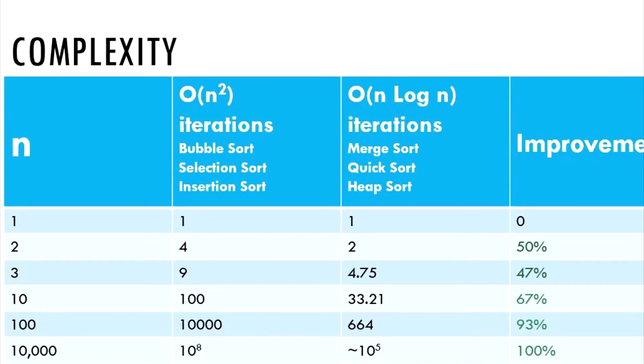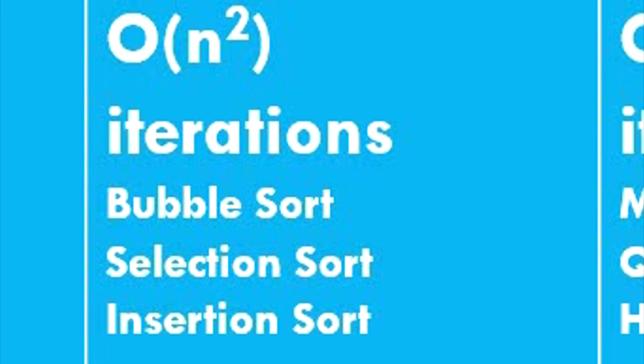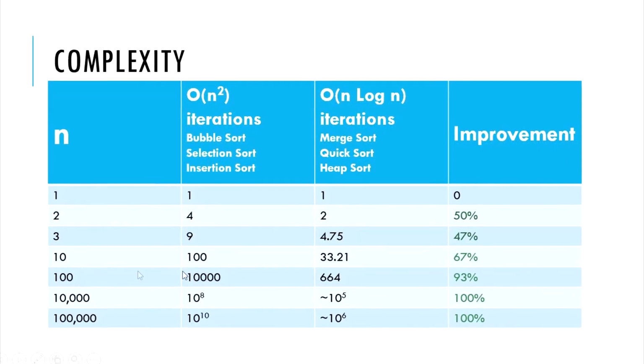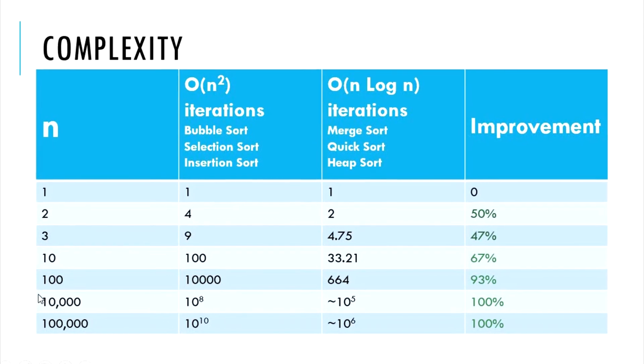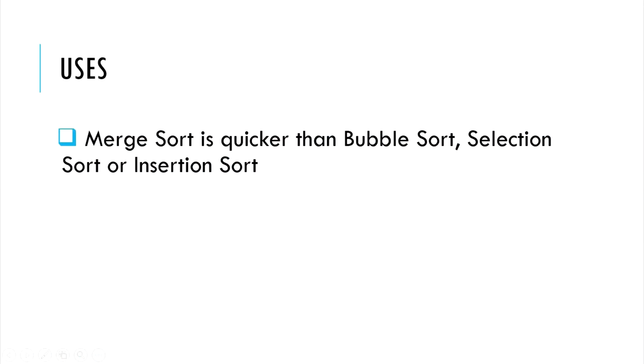Previously, we looked into quadratic sort algorithms with complexity of order of n squared like bubble sort, selection sort, and insertion sort. Here's how these quadratic algorithms' performance differs from merge sort. For a larger set of data, we see 100% improvement to the number of runs. Thus, this algorithm is much quicker to be used in real world today.